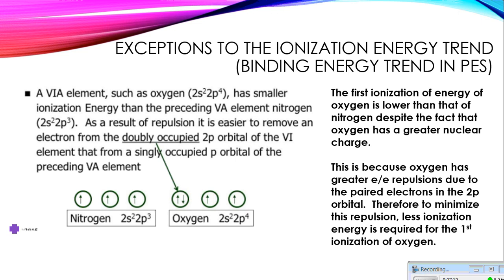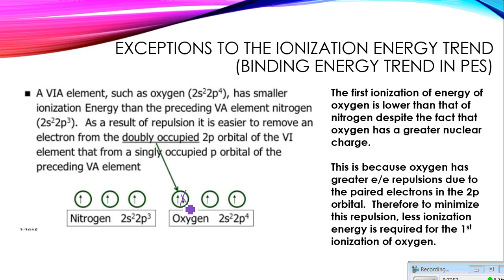If you're given a question about this, look for elements that are in group 15 and group 16. Group 15 elements, their electron configurations end in energy level p3. Group 16, their electron configurations end in energy level p4. So right there where you have that doubling up, that increases repulsion. And to decrease the repulsion, the ionization energy for that paired electron becomes lower.